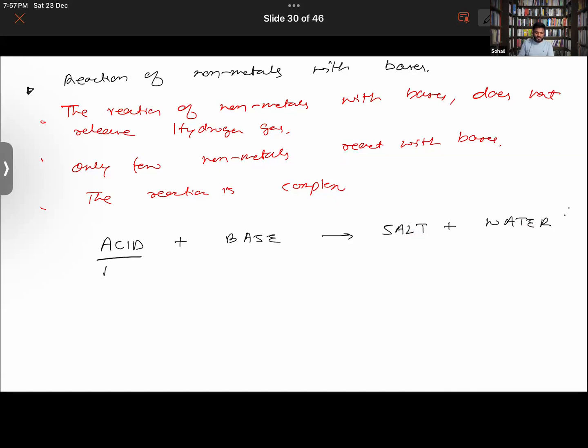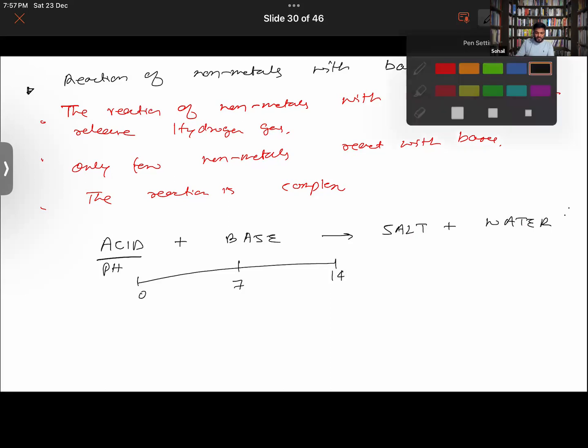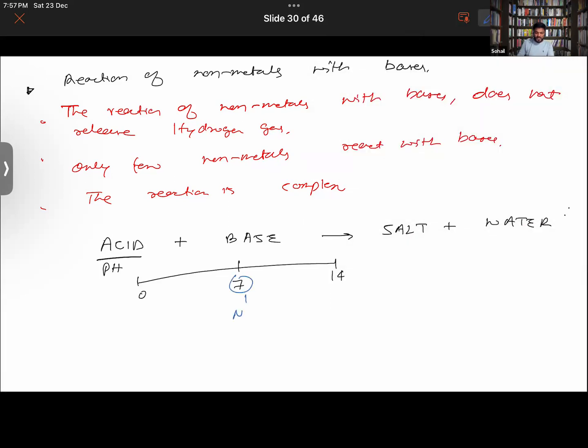If we talk about pH value, there's a pH scale with numbers from 0 to 14. 7 denotes that it is neutral, neither acidic nor basic in nature. Close to 0 means acidic in nature. From 7 to 14 means basic in nature. So the pH value of an acid is between 0 and 7, while that of a base is between 7 and 14. Hope that is clear.